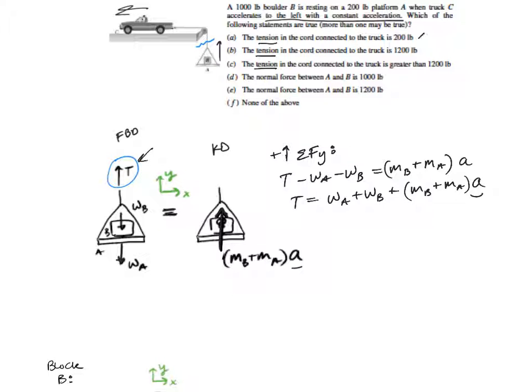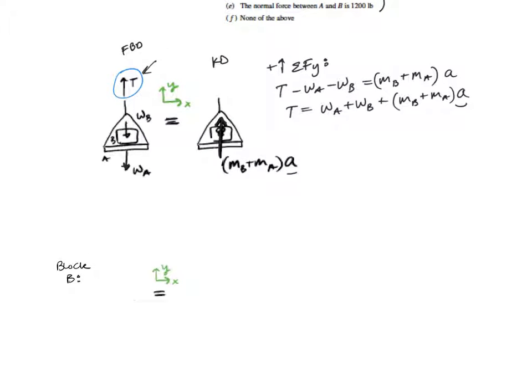So we can see that it's not going to be 1200, that is the total weight. So we know that it's going to be greater. And we go down to D and E. We're asked about the normal force between A and B. So we need a free body diagram KD system that has that normal force in it. And so we're going to draw the boulder free body diagram.